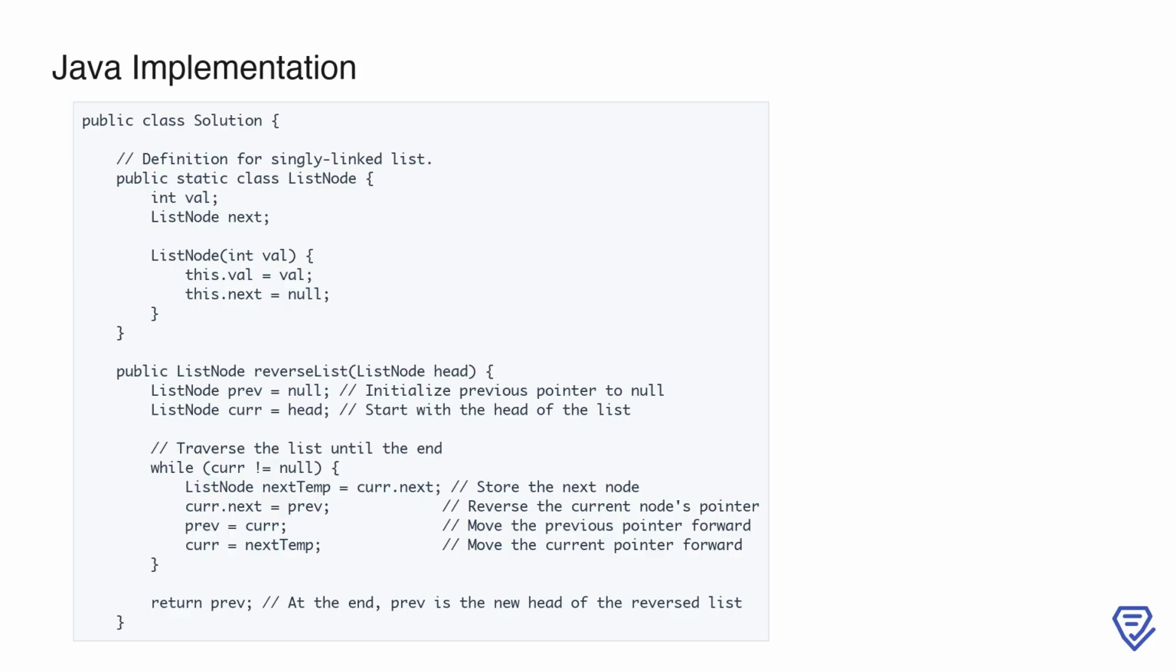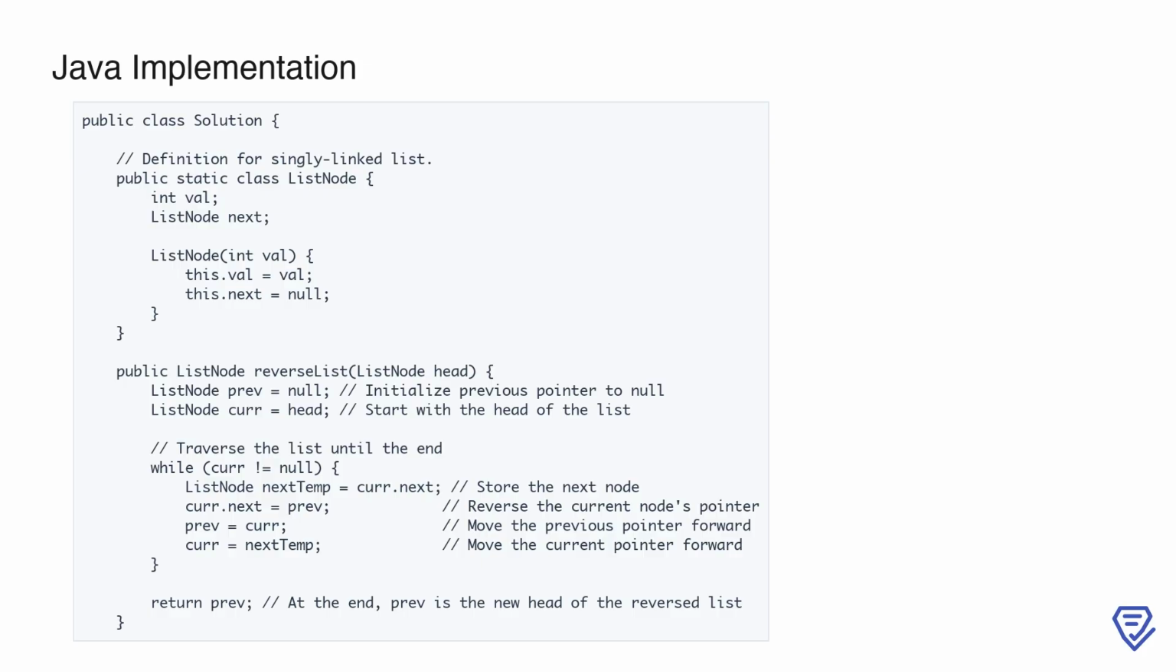Now, in the reverseList method, we start by initializing two pointers, previous, which is set to null, and cur, which is set to the head of the list. These pointers will help us traverse and reverse the list. The key operation happens inside the while loop, which continues as long as cur is not null. Within the loop, we first save the next node by assigning cur.next to a temporary variable, nextTemp. Then, we reverse the current node's pointer by setting cur.next to previous.